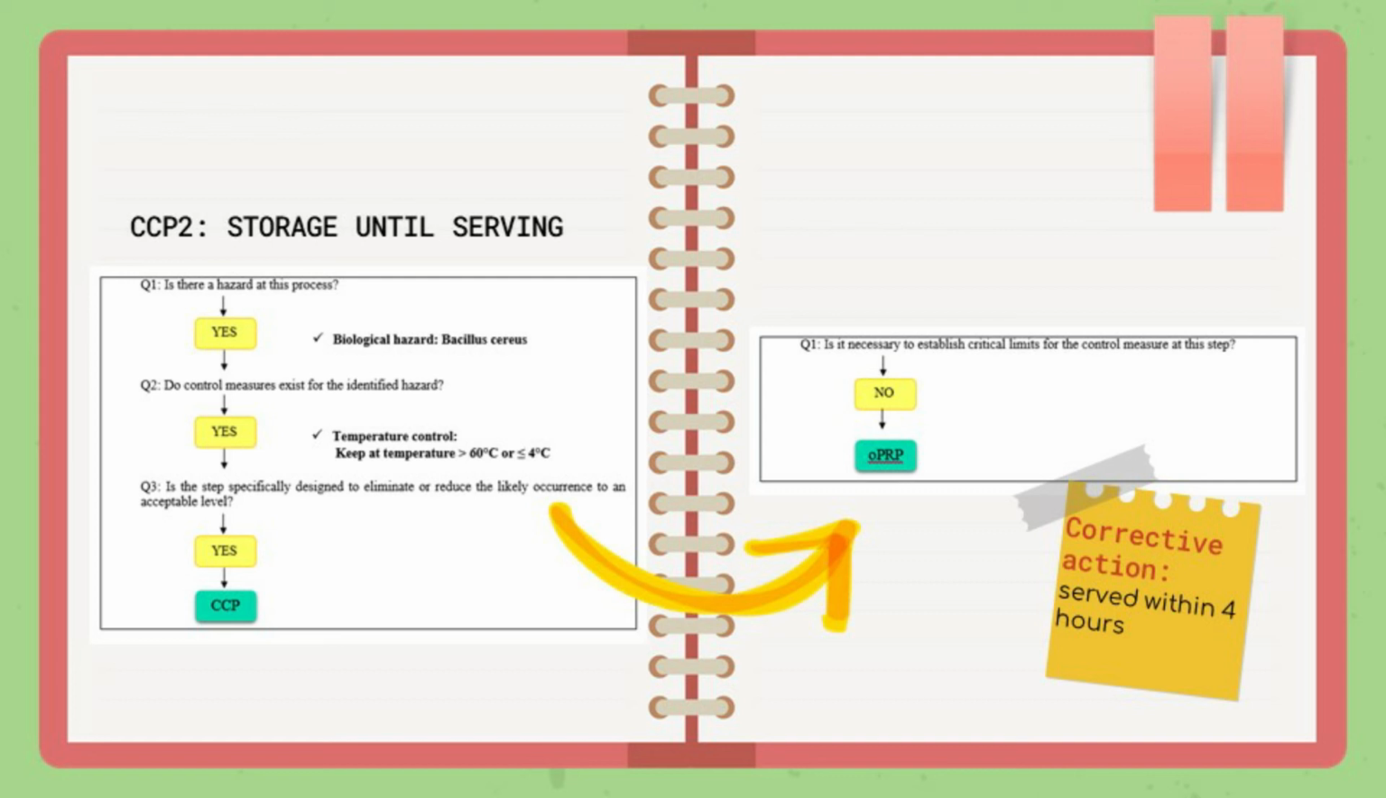The spores can survive when rice is cooked. If rice is left standing at room temperature, the spores can grow into bacteria. These bacteria will multiply and may produce toxins that cause vomiting or diarrhea. The cooked rice must be kept in clean covered containers and away from raw food at temperature above 60 degrees Celsius or at 4 degrees Celsius or below. The temperature must be checked regularly to ensure that the food is kept at designated temperature. The rice also must be served within 4 hours after being cooked.